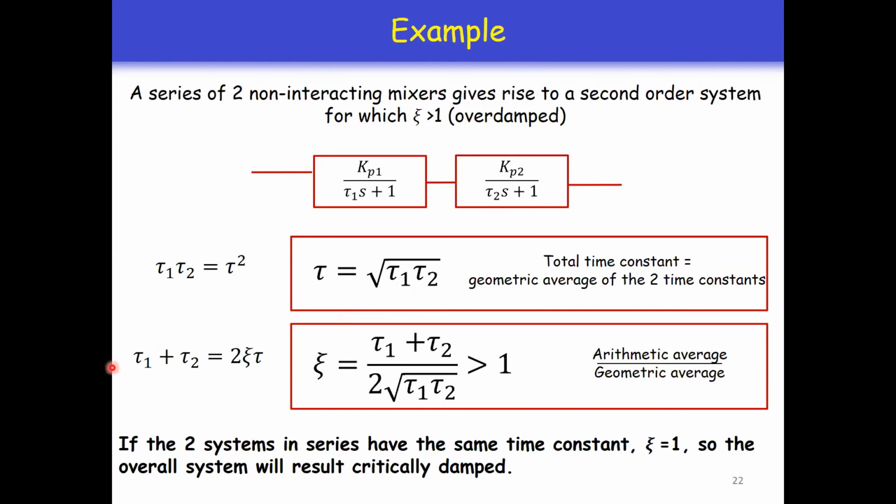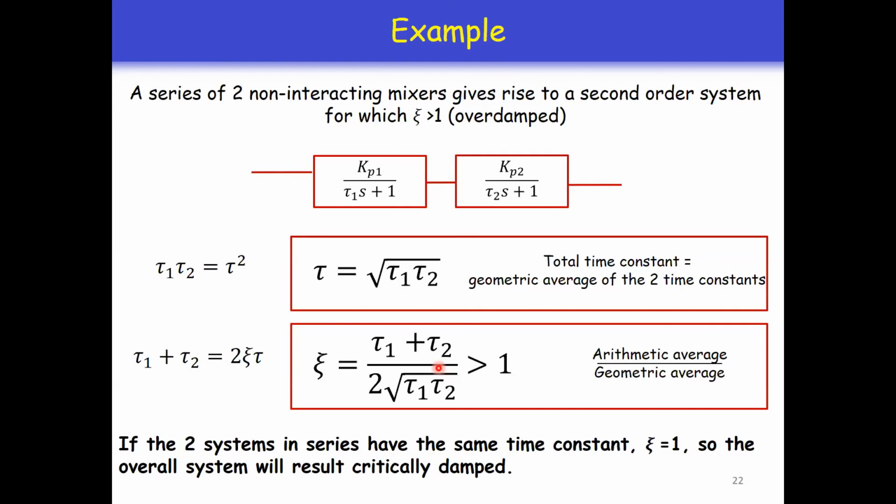Now let's move to the second expression that we got. We got that tau first plus tau second is 2 psi tau. Now let's make psi explicit from this expression, remembering that tau is the square root of tau 1 tau 2. And so we get, for psi, the damping factor, an expression like this: tau 1 plus tau 2 divided by 2 times the square root of the product tau 1 tau 2. So guys, can you recognize that this is the ratio between the arithmetic average and the geometric average?